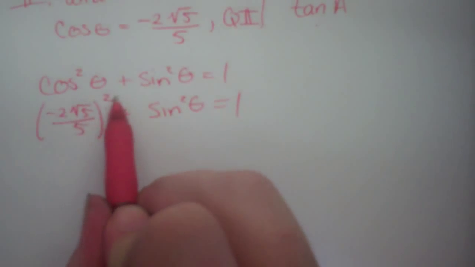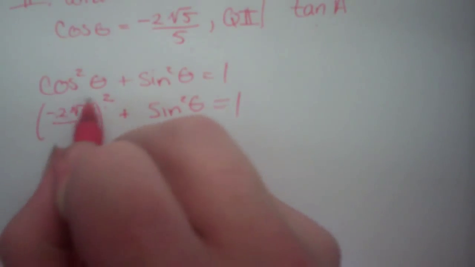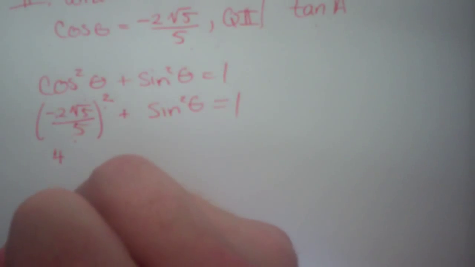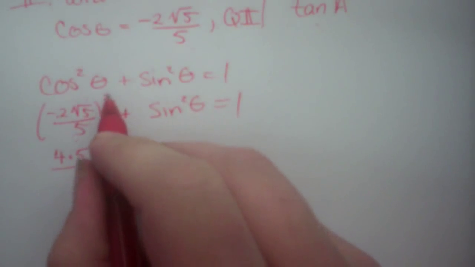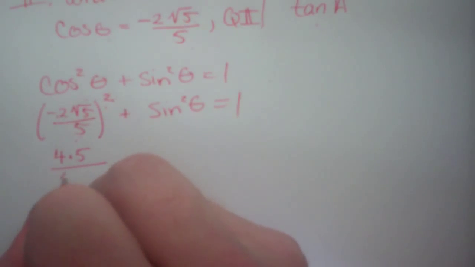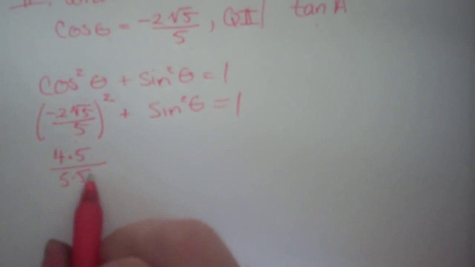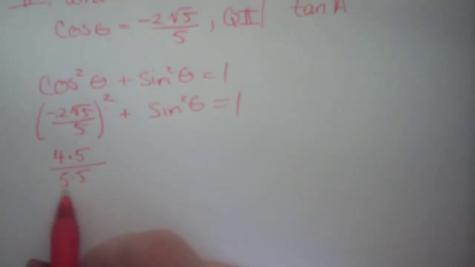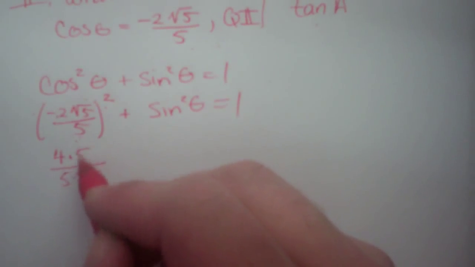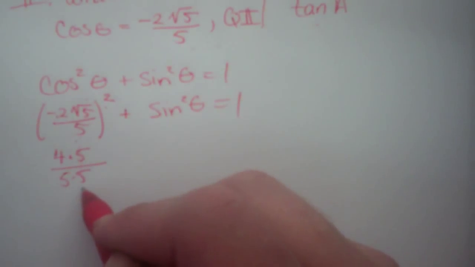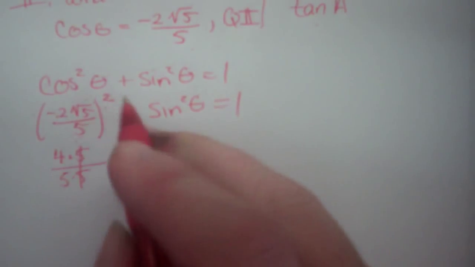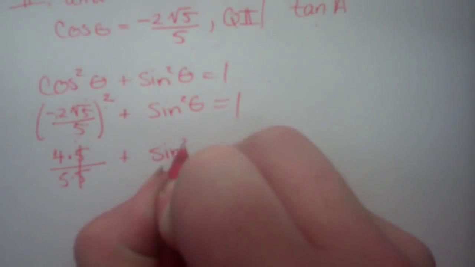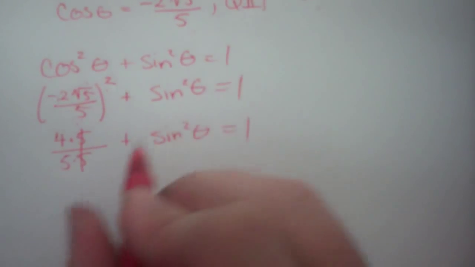When we square this, we square all the parts here. So negative 2 squared becomes a 4. Radical 5 squared becomes 5. 5 squared is 5 times 5. See how I did not multiply it together? Of course, we know that that's a 25, but by not multiplying it together, it makes it more obvious that we can just cancel something out there, right? So I will now just cancel that out. So this is actually 4 over 5, plus sine squared theta equals 1.